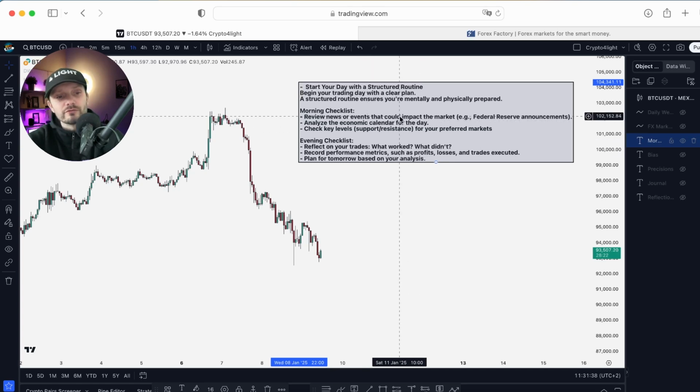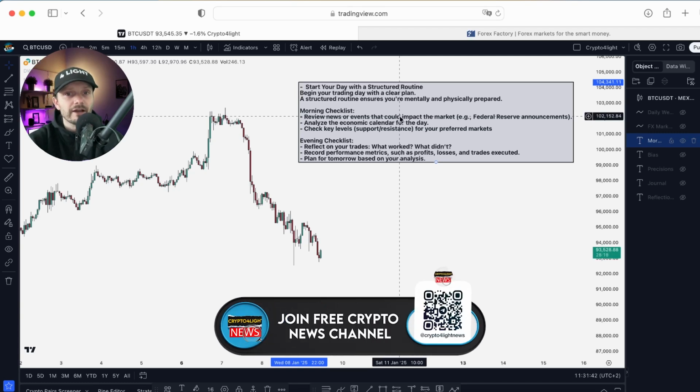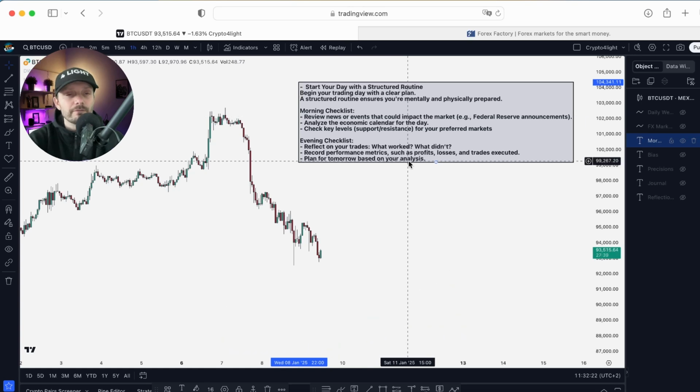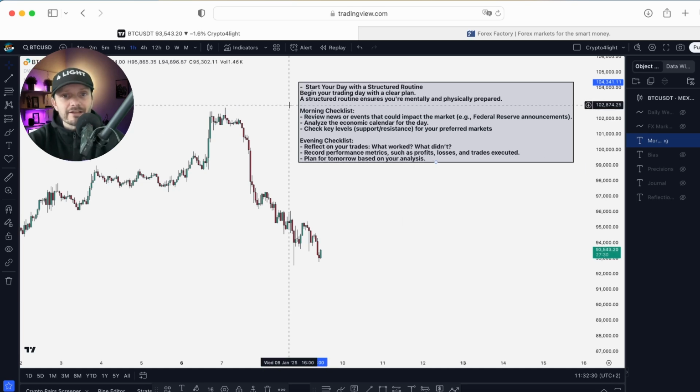For the news, I use Telegram. I highly recommend you follow the CryptoFly news. There you find a lot of useful daily, even hourly news. I also use Crypto Panic, a news aggregator, where I can check what's going on in the last 7 or 8 hours while I sleep. And the next one is to analyze the economic calendar for the day.